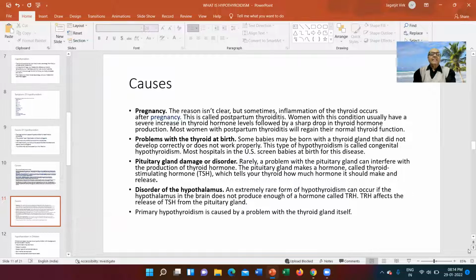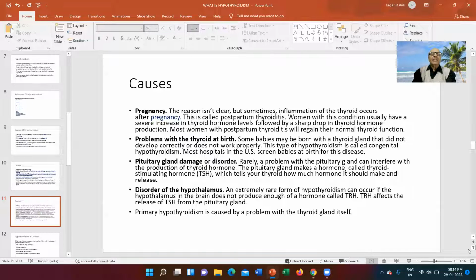Pregnancy. The reason isn't clear, but sometimes inflammation of the thyroid occurs after pregnancy. This is called postpartum thyroiditis. Women with this condition usually have a severe increase in thyroid hormone levels, followed by a sharp drop in thyroid hormone production. Most women with postpartum thyroiditis will regain their normal thyroid function.